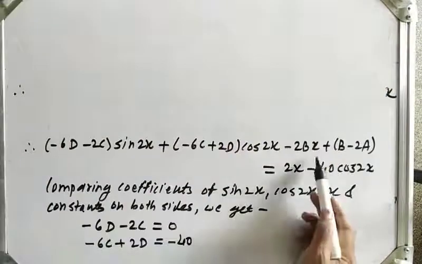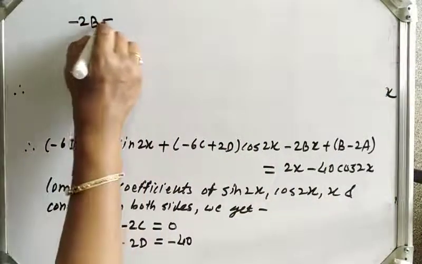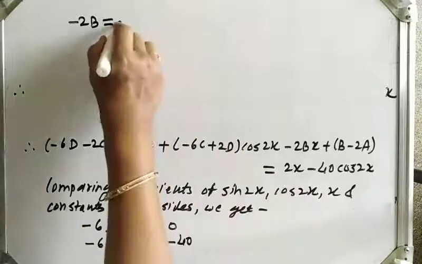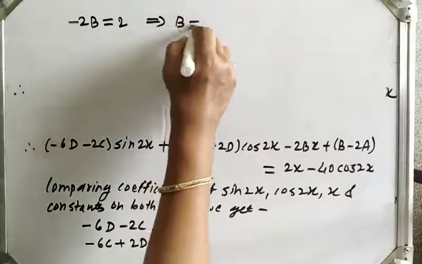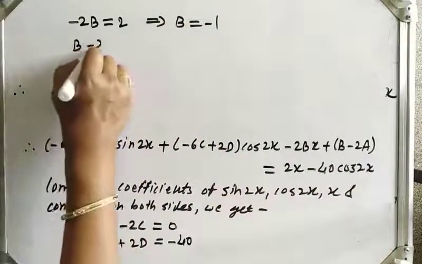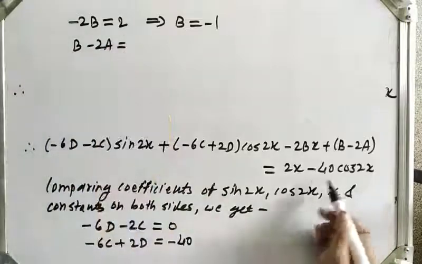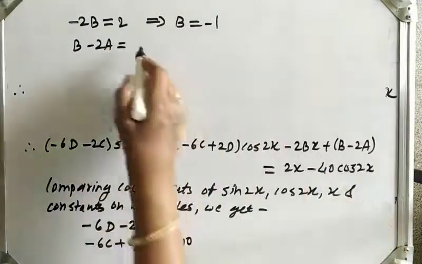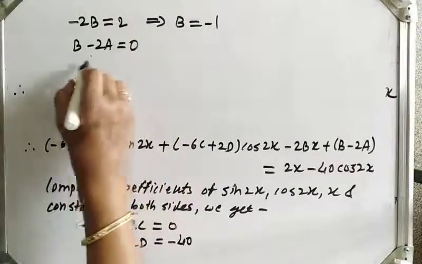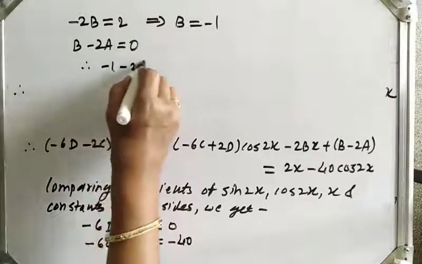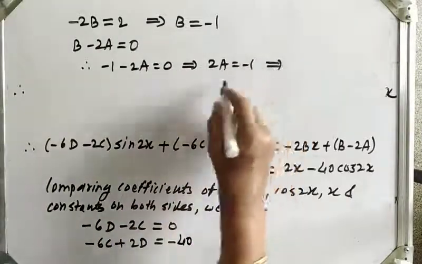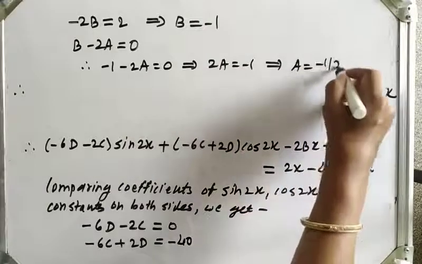Then coefficients of x on left hand side is minus 2b, here is only one term of x, coefficient is 2, so it is 2. So from this b is equal to minus 1. Then here constant is b minus 2a is equal to, and here at right hand side there is no constant, means 0. So b is minus 1. So using this, therefore minus 1 minus 2a is equal to 0. That is 2a is equal to minus 1. This implies a is equal to minus half.